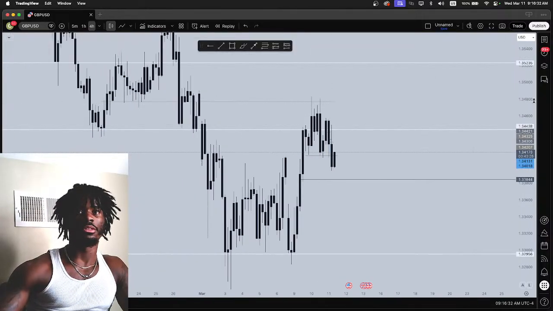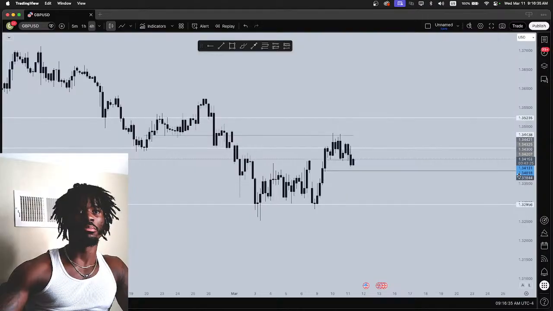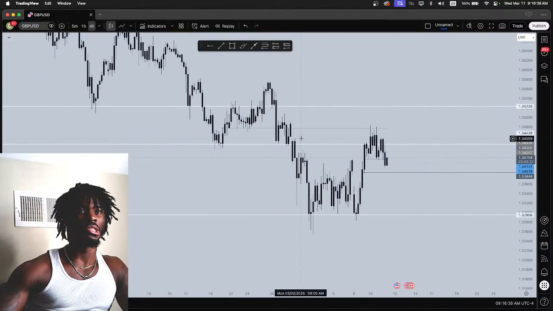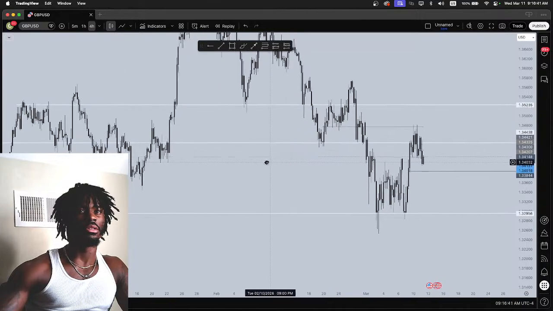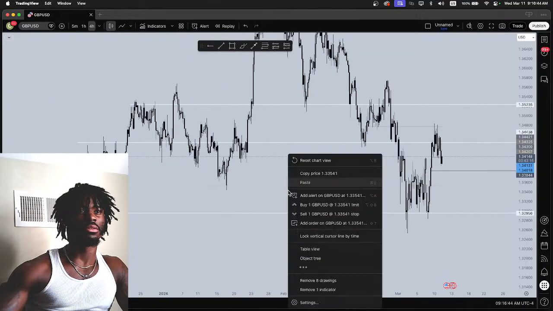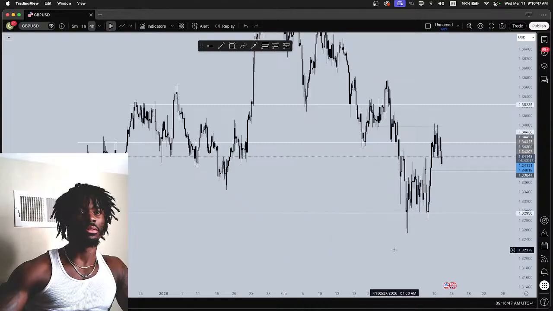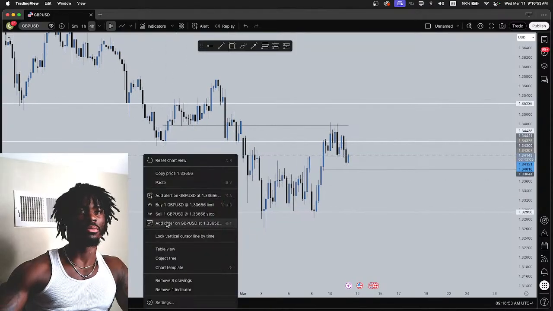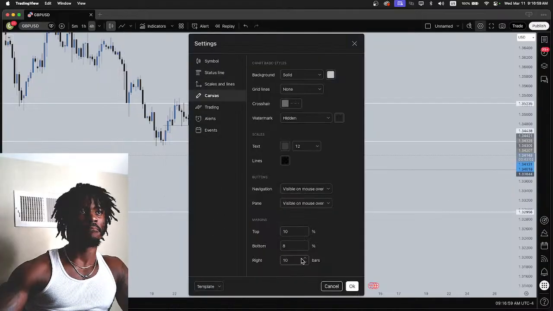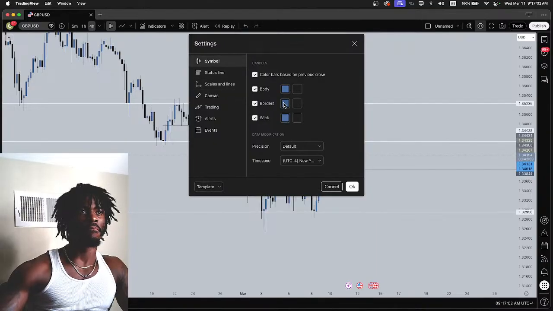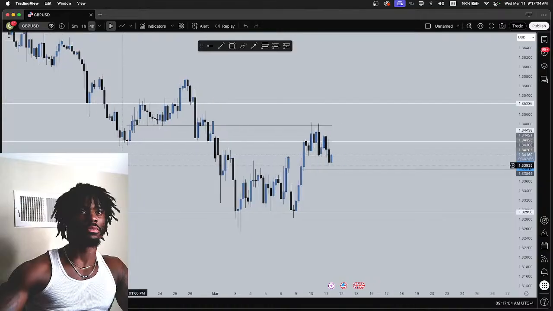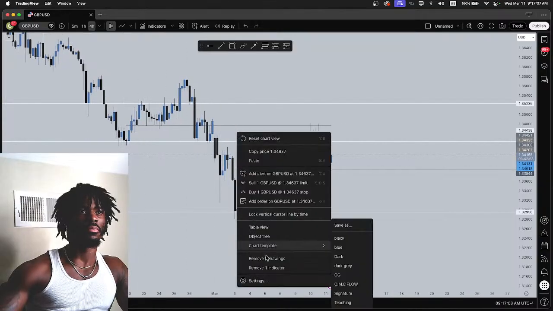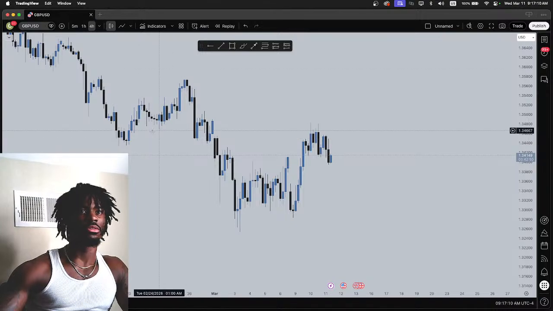What I want to see is if the market does maintain, I want to clean up my charts a little bit. So what I'm going to do is do it like this. I'm going to clean up my charts. I'm going to just focus on this low down here.